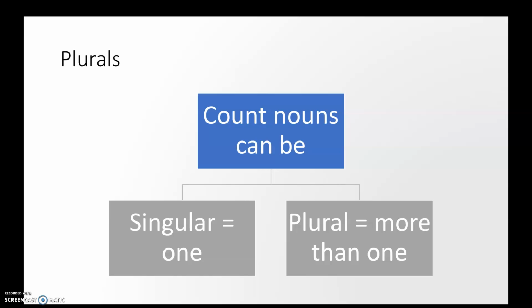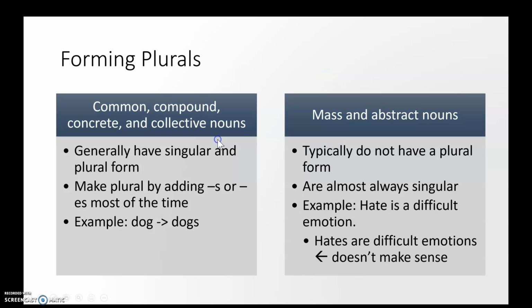So before we go into those details, count nouns can be singular or plural. Singular means that there's one. Plural means that there's more than one. So if you see me say, you have a plural subject, so you need a plural verb, what I mean is that there is more than one in the noun. So dogs are cute. There's more than one dog being discussed. It's plural. If I said the dog is cute, there's one dog being discussed. So it's singular. And I just wanted to recap what those words mean.